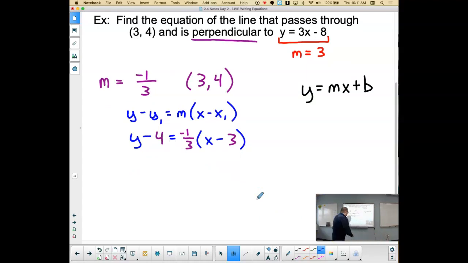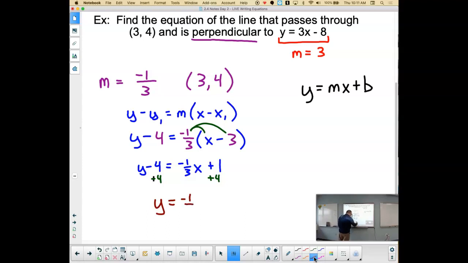Distribute the negative 1/3. y minus 4 equals negative 1/3 x. Negative 1/3 times negative 3 is positive 1. Add 4 to both sides, and the equation of the line that I get is y equals negative 1/3 x plus 5.